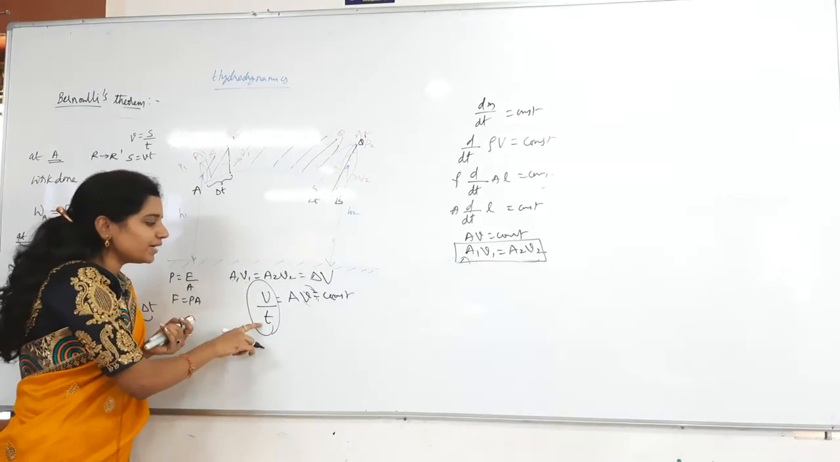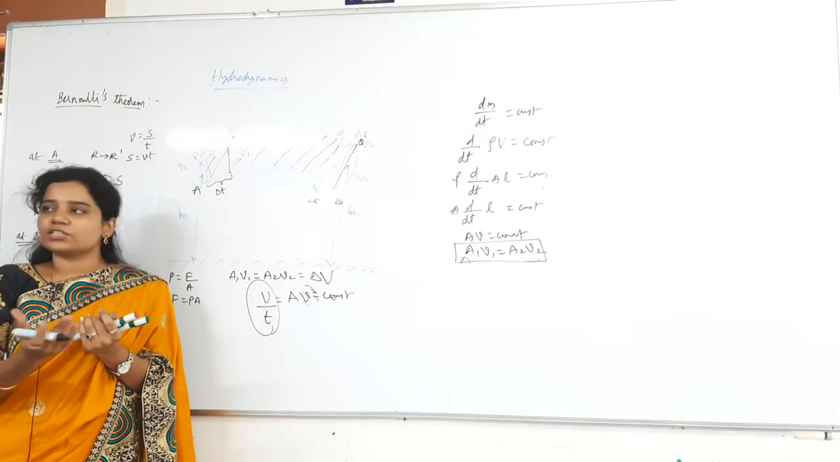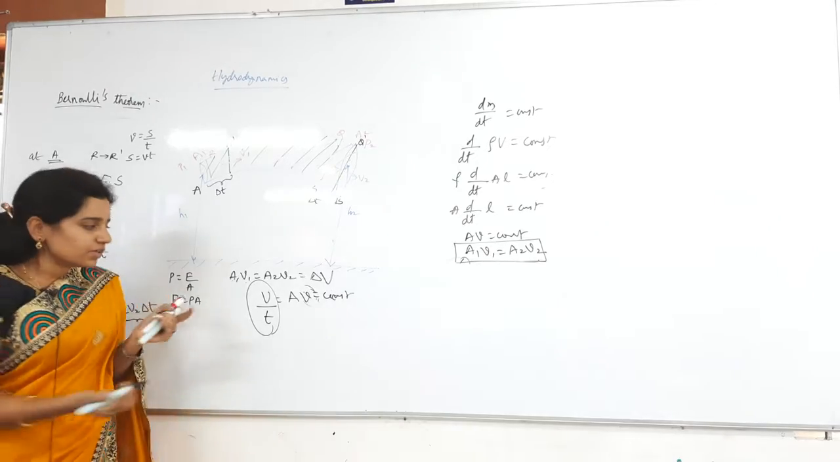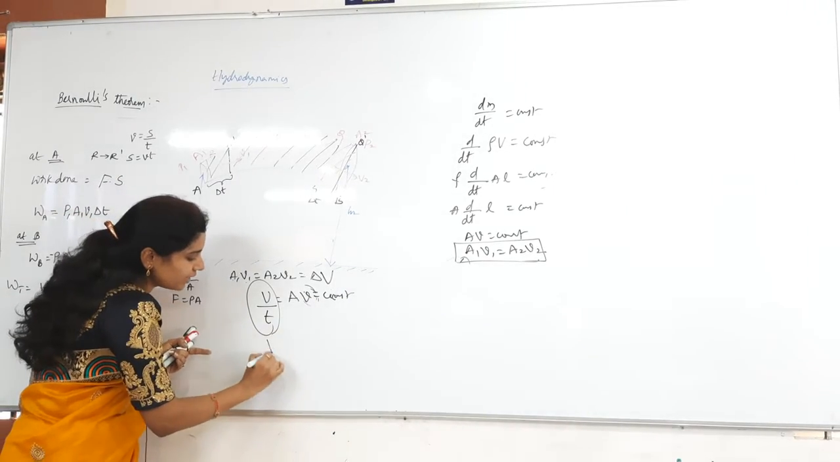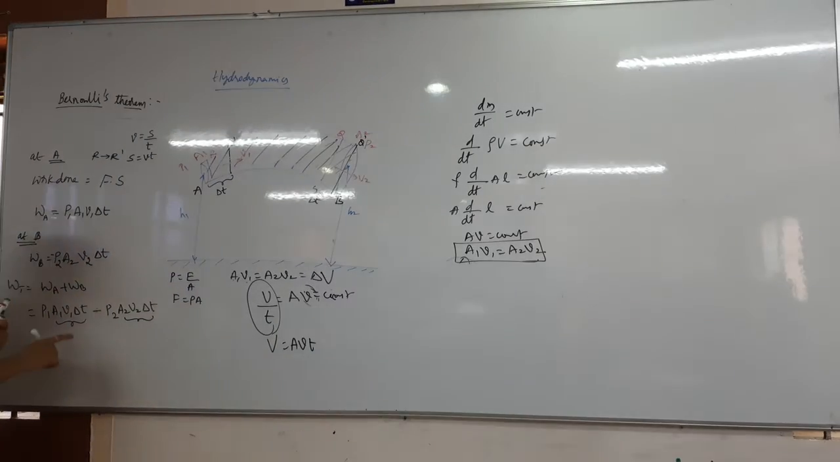So here V by T, otherwise dm by dt, is equal to A into V only, which is always constant. Whenever I send T to that side, V is equal to AV into T. So here we have A1 V1 delta T and A2 V2 delta T. As the time is changing, the volume is also changing. So clearly, what can I write here?